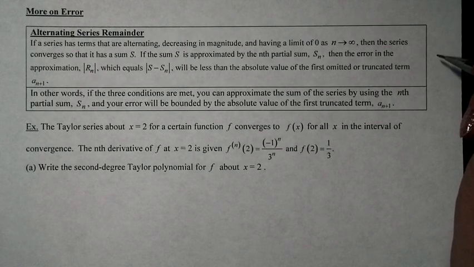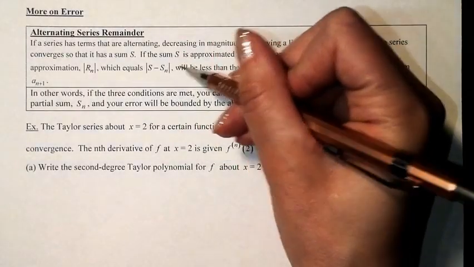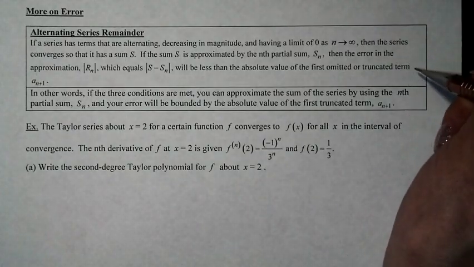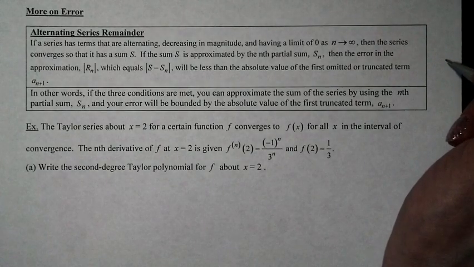If this sum s is approximated by the nth partial sum, s sub n, then the error in the approximation, which we can call r sub n, absolute value, which equals s minus s sub n, or actual minus the approximation, will be less than the absolute value of the first omitted or truncated term, that is going to be the absolute value of a sub n plus 1.